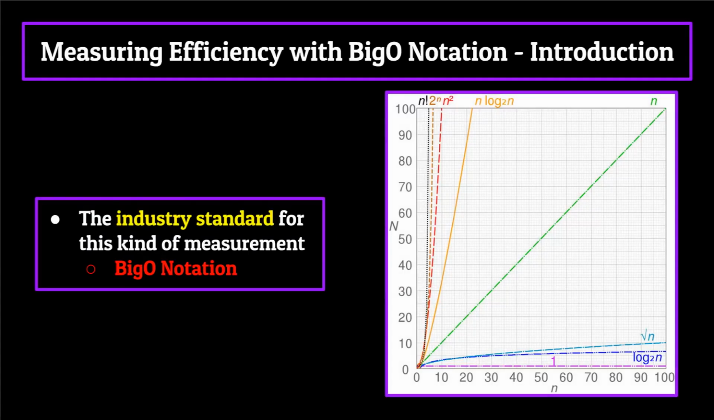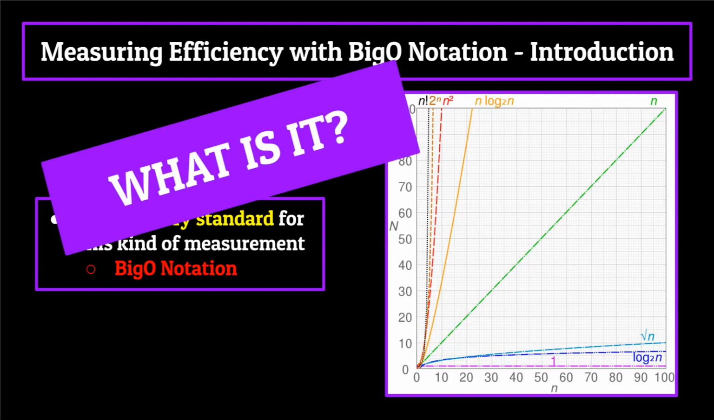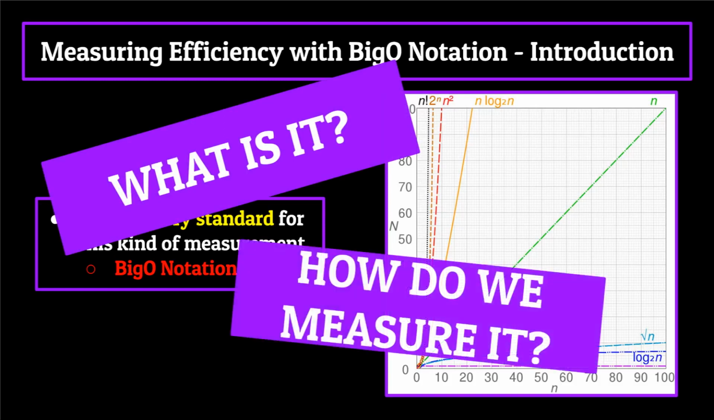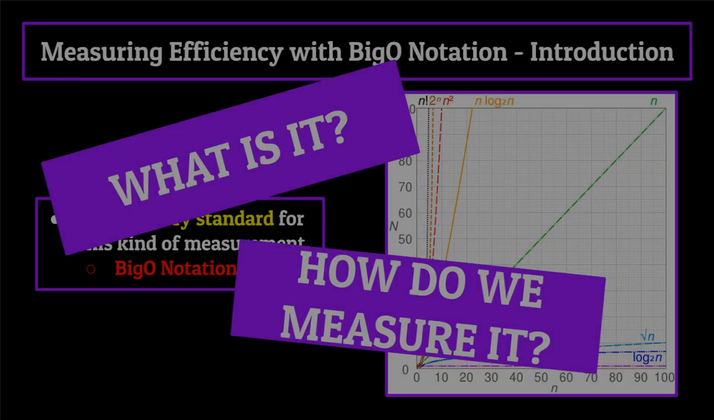As we briefly mentioned before, the industry standard for this kind of implementation is BigO notation. So what exactly is BigO notation, and how do we measure it for a specific data structure? Well, that's what we'll be covering in this segment. For most of the basic and intermediate data structures in this series, we're going to be spending some time talking about its efficiency using BigO notation, so this is definitely a topic you're not going to want to skip. With that being said, let's begin.